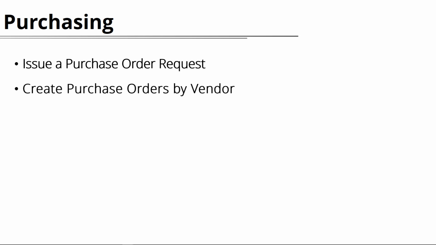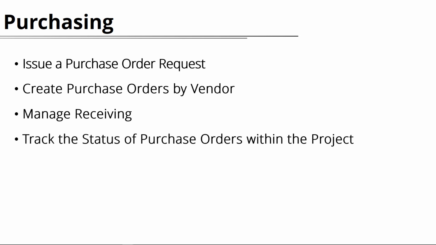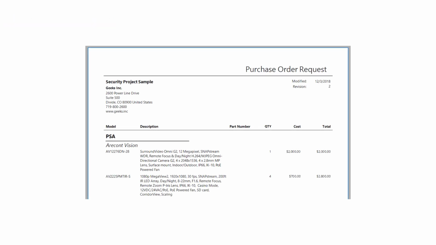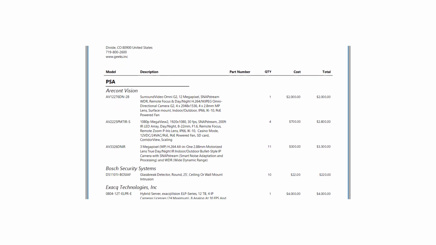Moving on to purchasing, we initiate the process by issuing a request from the project. Purchase orders are created by vendor. When orders arrive, SI allows us to manage receiving. All of this information can be tracked from within the project. Let's go ahead and issue a purchase order request.